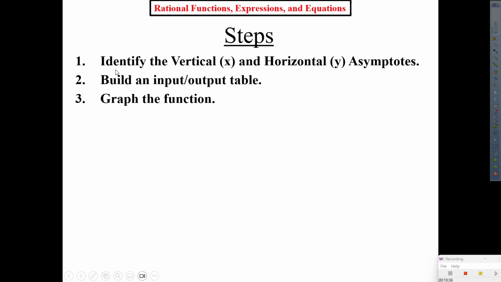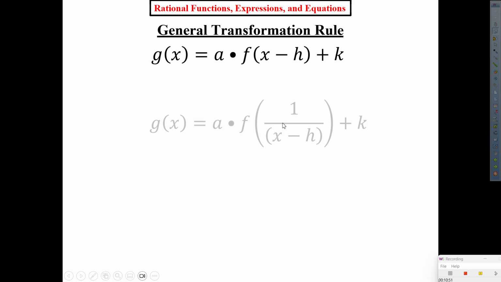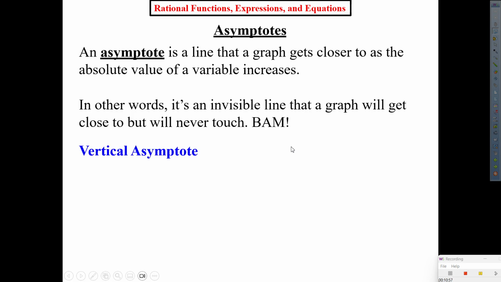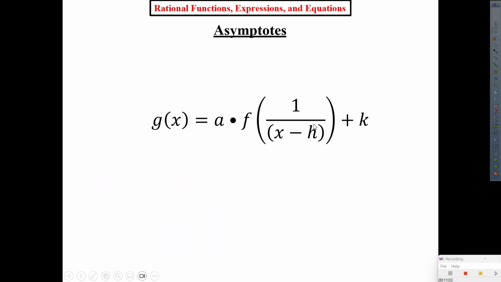So yesterday I talked about steps. The first step that we took was identifying the vertical and horizontal asymptotes. You guys remember those? From there we did an input-output table, and then we graphed. So I gave you guys a general rule, then applied it to the rational functions. Then I said within that rational function there are asymptotes, and we're going to focus on vertical and horizontal for right now.